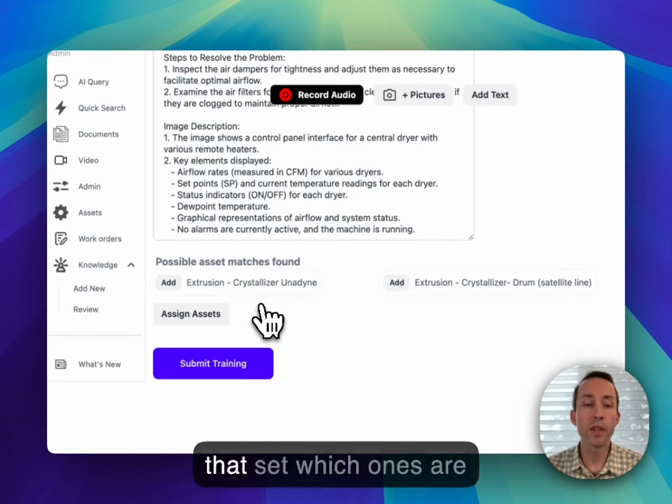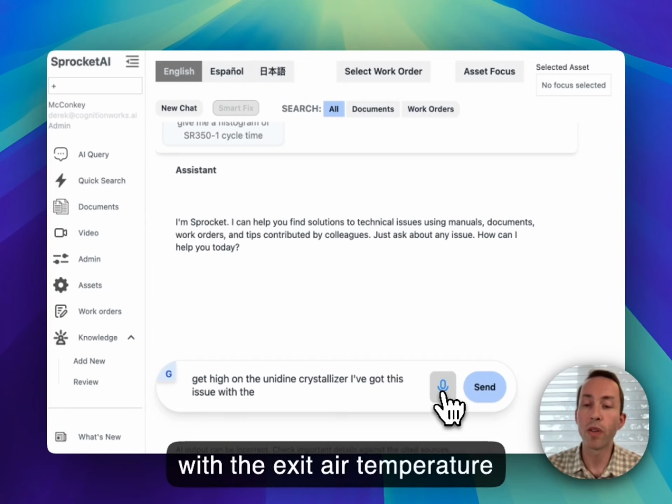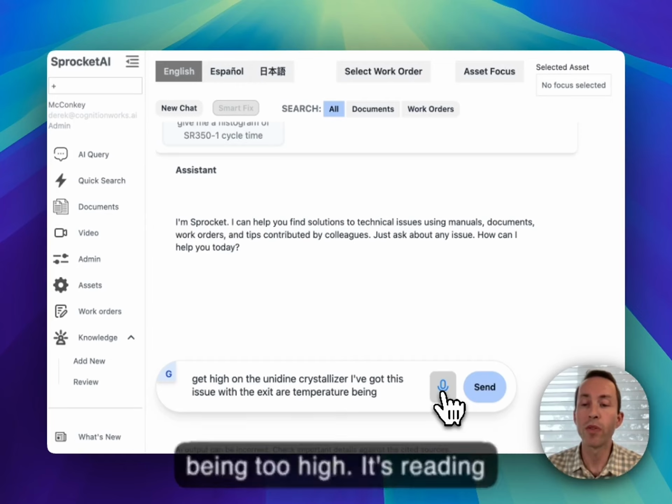Now let's see what that looks like when somebody has an issue. Hi, on the Unidyne crystallizer, I've got this issue with the exit air temperature being too high. It's reading 220 degrees Fahrenheit. I don't know what to do. Help me out.